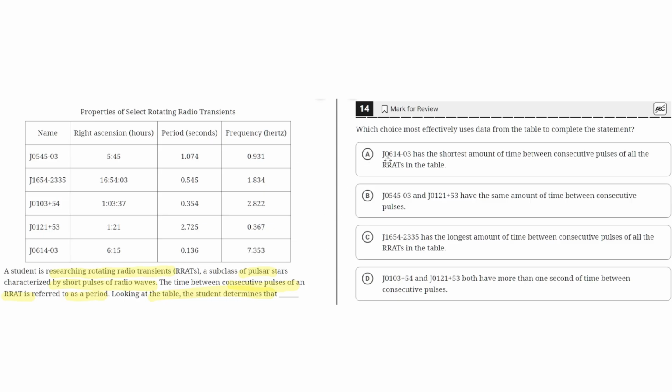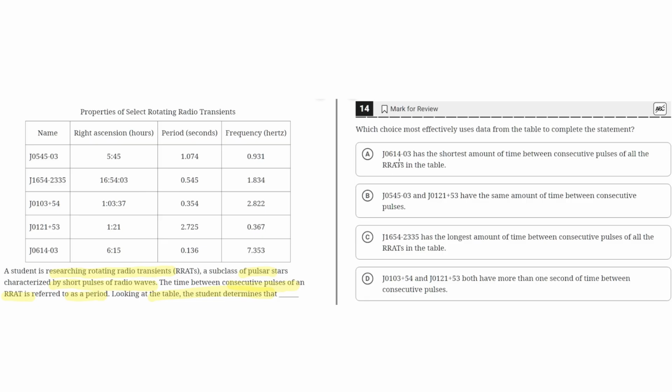A. J0614-03 has the shortest amount of time between consecutive pulses of all the RRATs in the table. So this phrase, shortest amount of time between consecutive pulses, was defined as period. So it's saying that this specific pulsar star has the shortest period of all the RRATs in the table.